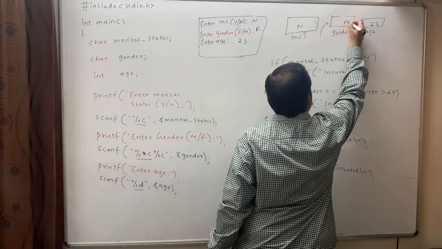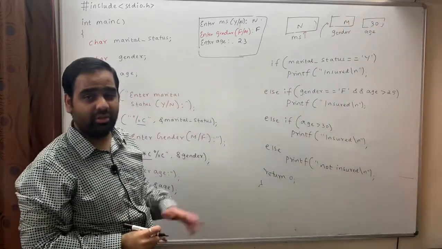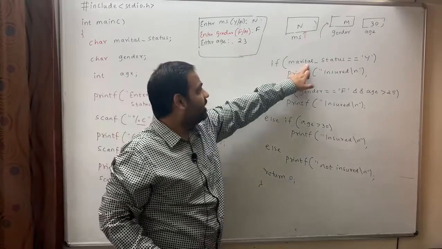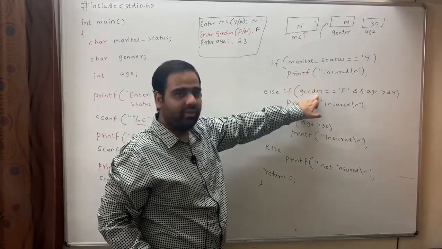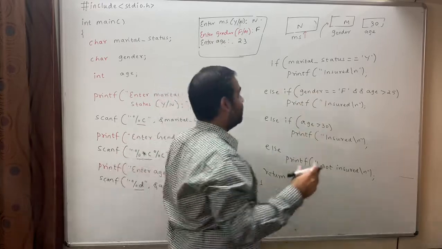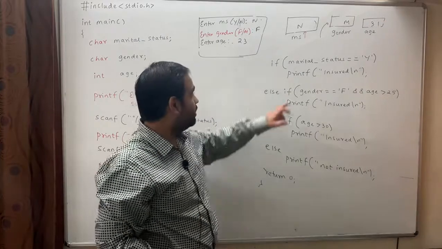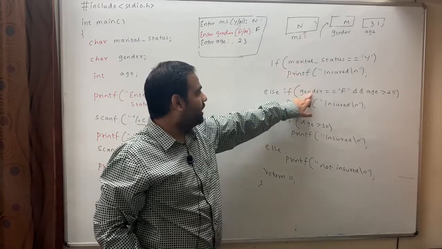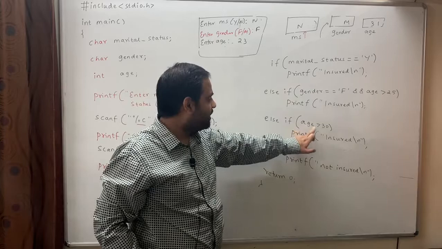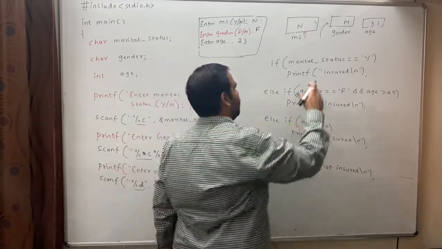Unmarried, male, and let's say 30 years of age, the employee should not be insured. N equal to Y? No. M equal to F? No. 30 greater than 30? No. Not insured. Now let's say this is 31. The employee should be insured. N equal to Y? No. M equal to F? No. 31 greater than 30? Yes. The employee is insured. Now let's take the female case.